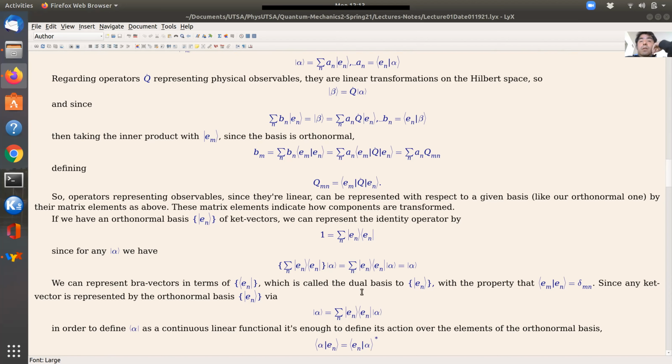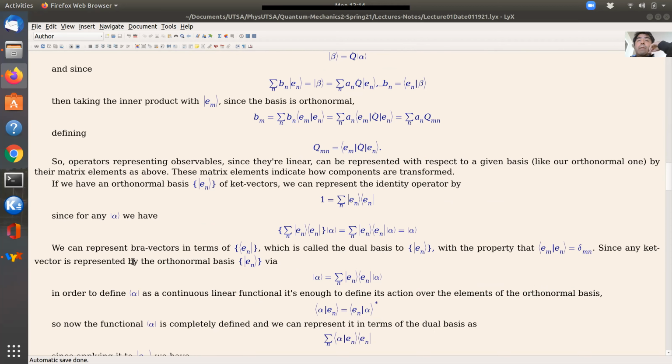Okay. So you can also represent bra vectors in terms of this basis, which is called the dual basis. And it has a property. The property of the dual basis is that if you take the inner product of, let's say, EM with EN, you'll have the delta MN. So, this we know by orthonormality. This is another way to represent the dual. And any ket vector can be represented by the orthonormal basis this way. So this is something that we saw above, essentially. It's coming from here, okay?